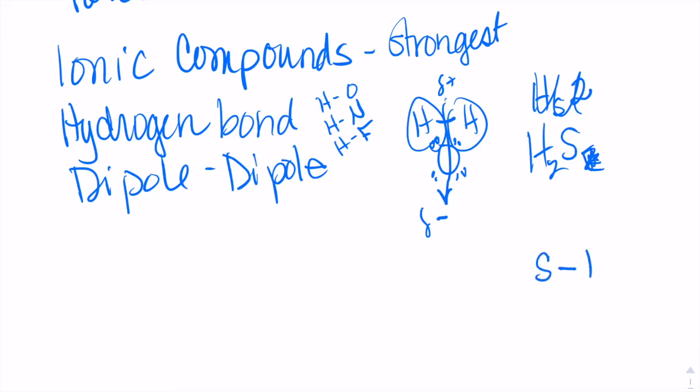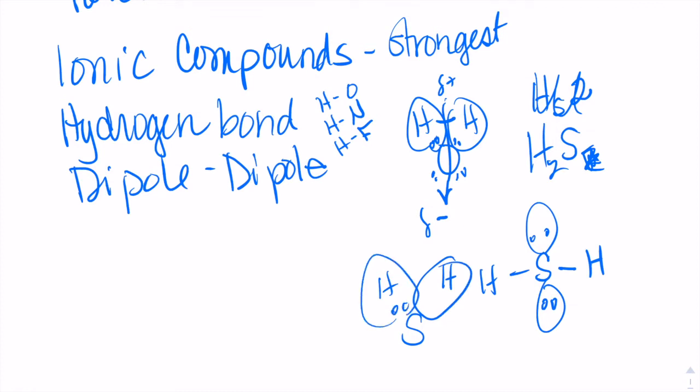Sulfur would be bonded to two hydrogens. It's just like oxygen in that it has two lone pairs. So it would be shaped like water, with the sulfur sharing unequally with the hydrogens, but it would not be as strong of a dipole because the sulfur and hydrogen do not make hydrogen bonding.